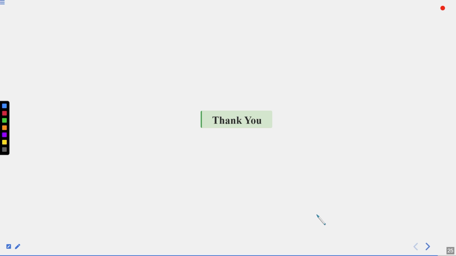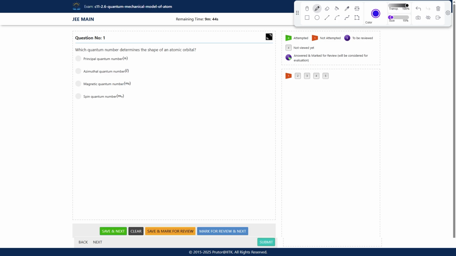That was part of the PYQs. Now we will see some DPP. So we'll do a DPP on structure of atom. This is from the quantum mechanical model of atom. Here is your first question. Which quantum number determines the shape of an atomic orbital?